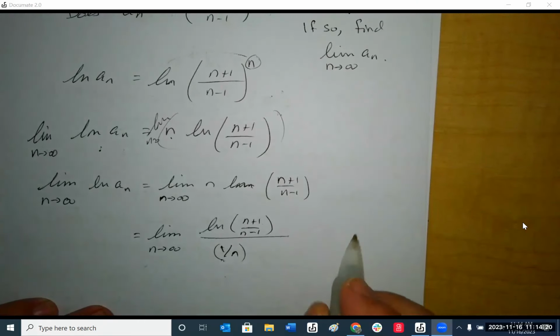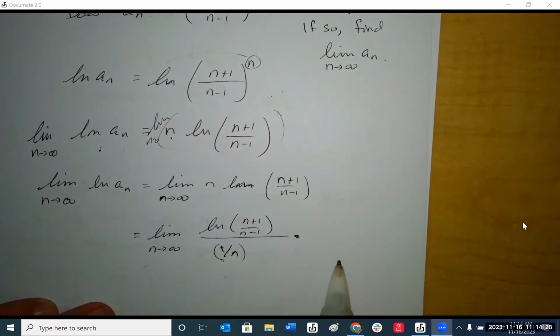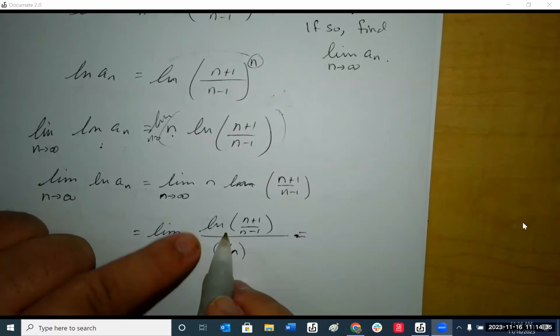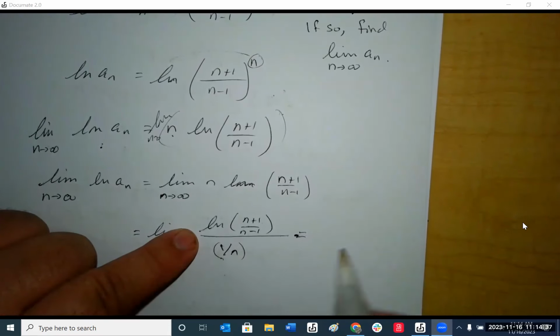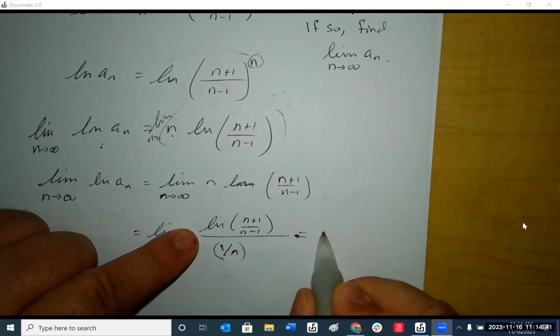So now we take the derivatives. The derivative of the top, the derivative of ln u, is du over u.